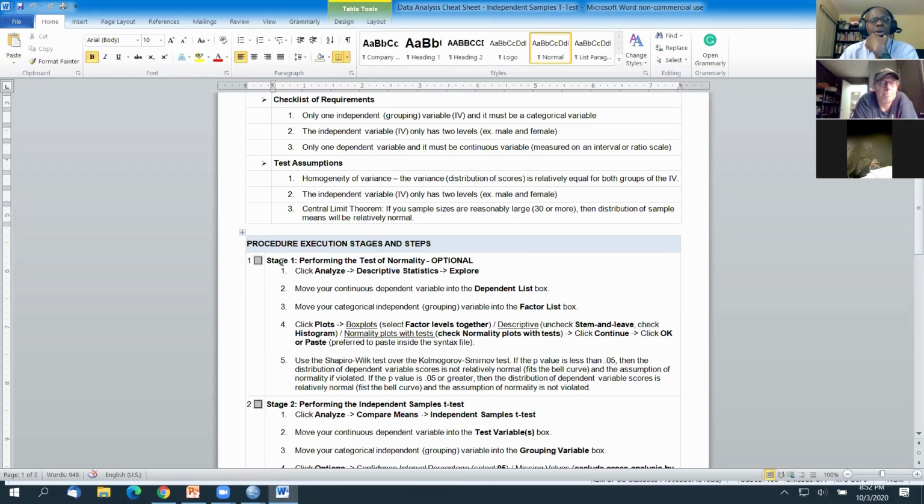So step 1, performing the test of normality. It's optional. The reason why it's optional is because the central limit theorem says that if your sample sizes are reasonably large, 30 or more, then the distribution of sample means will be relatively normal. So even if you see that your data is not normal, because of the central limit theorem and the power of the independent samples t-test, you can still run the independent samples t-test if you have violations in normality, okay? And you can see that in any textbook.